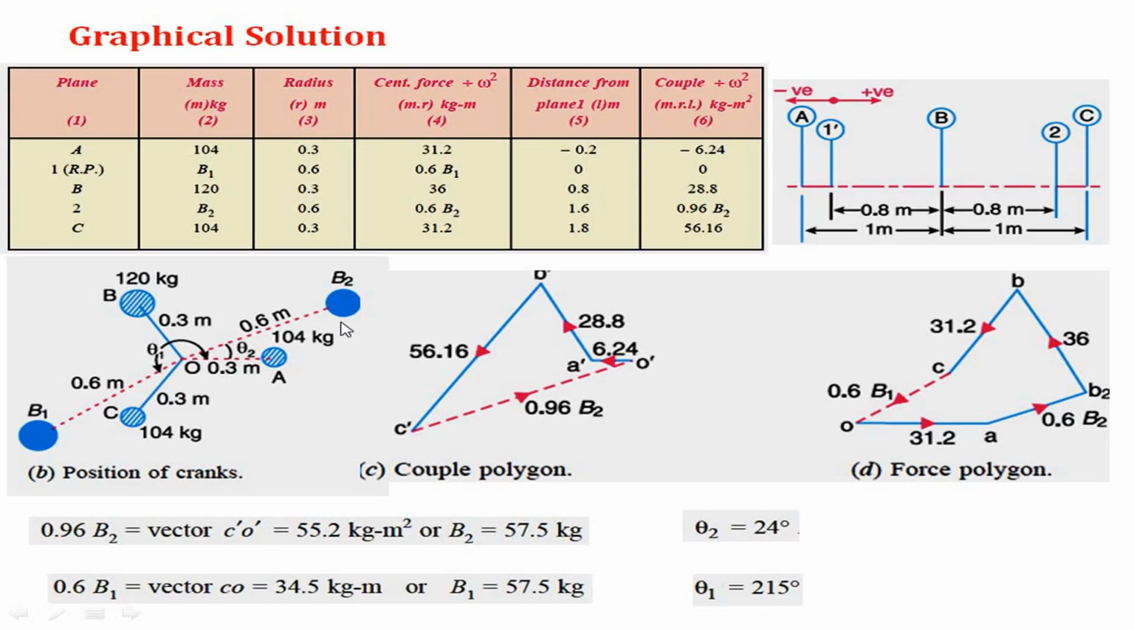So after mass A, we are going to represent the force created by mass B2, right? So it is going to be 0.6 B2. Then the force created by mass B, which is going to be 36. Then 31.2. Of course, 0.6 B2 is unknown for you, so it is always going to be the closing side, right? So the closing side is going to represent 0.6 B1, and by using a scale, we can have the value of B1. As well, we are going to draw a line over here which is parallel to this vector, which is determining the position of mass B1, which is in the third quadrant.